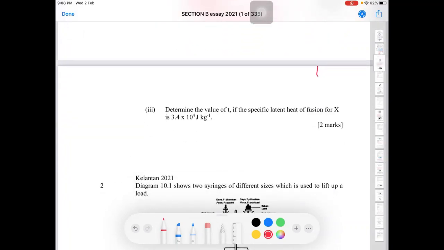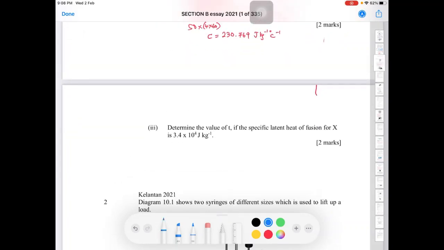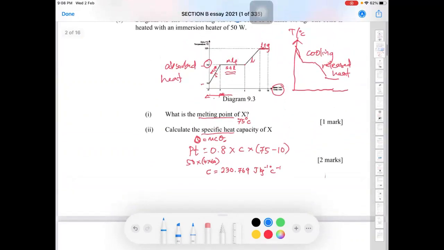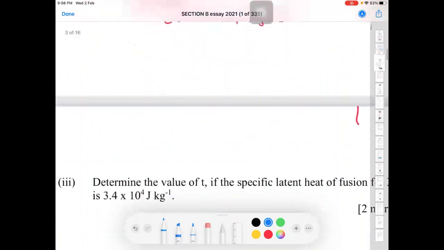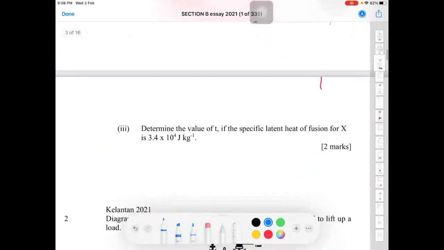Okay. Alright. Determine the value of T. Nampak kat sini, T tu kita nak determine what is the T here. So untuk dapat T, kita kena cari dekat sini lah. So di sini melibatkan latent heat of fusion. Determine the value of T if the specific latent heat of fusion is this one.